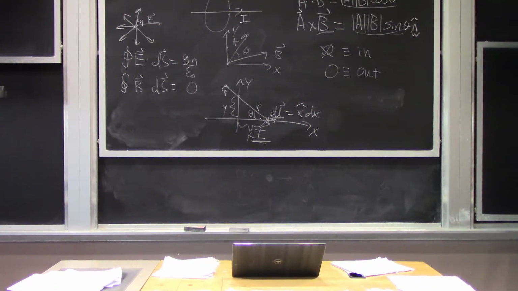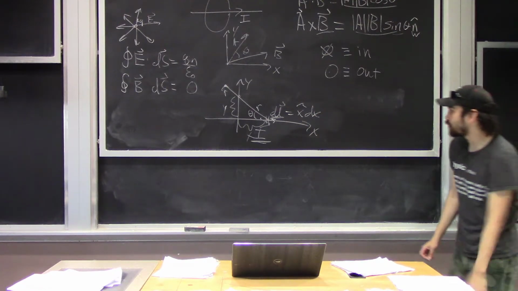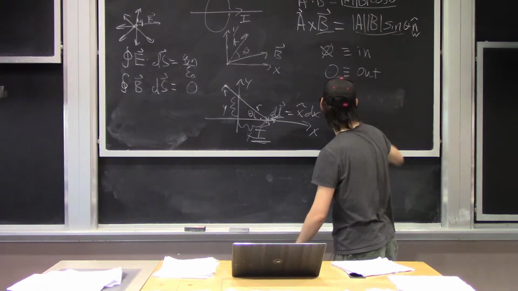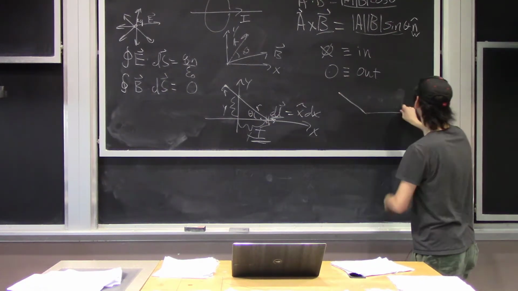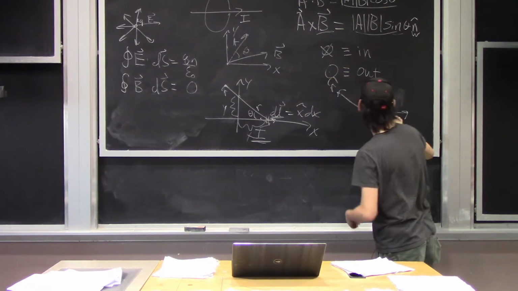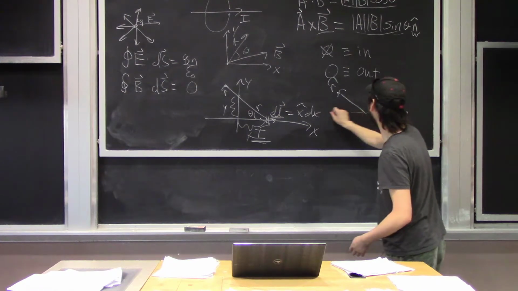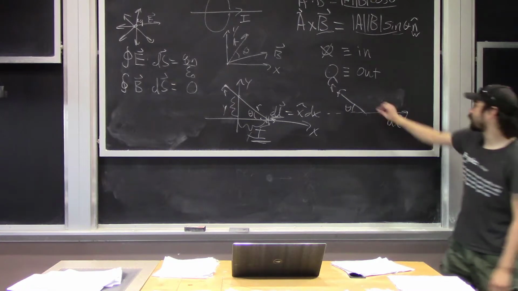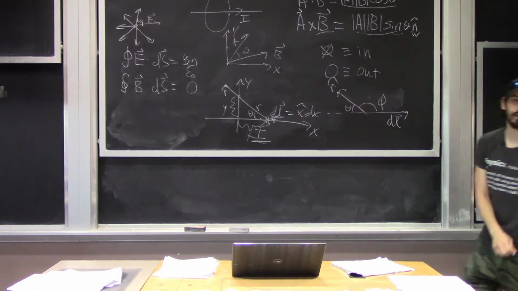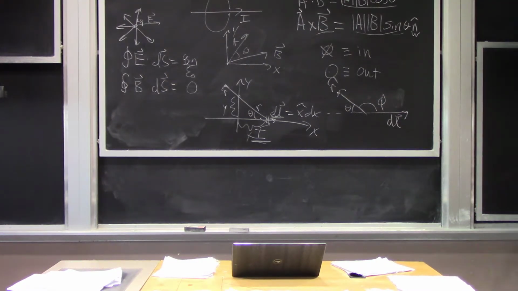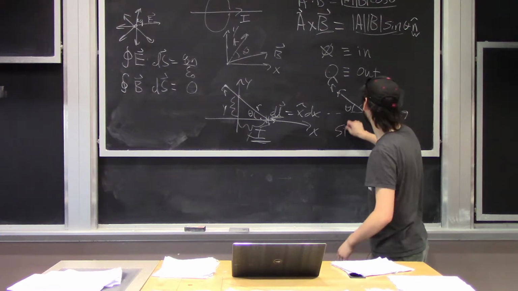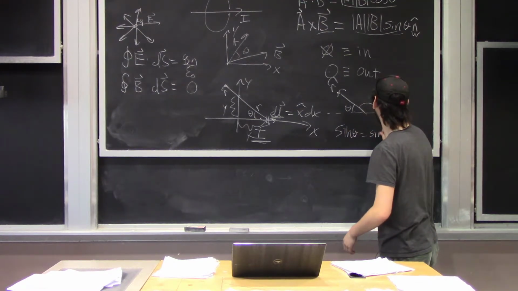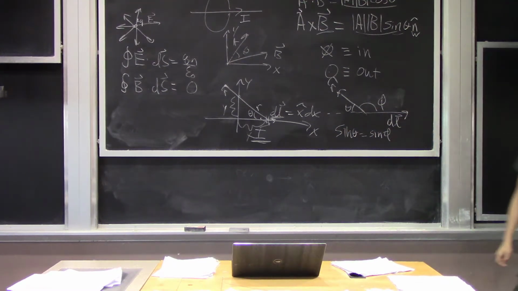This theta is not actually the angle in between dl and r, and we can see that even more if I do this. Here's r hat, here's dl, and what I did was I defined this angle theta. The angle in between these is actually this one. This is phi. Now, the reason why I can do that is because sine of theta is equal to sine of phi, in this case.